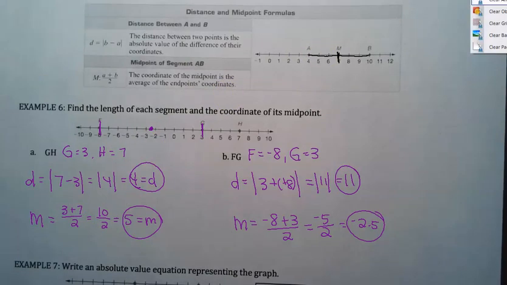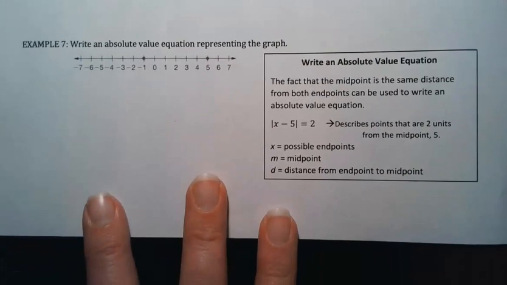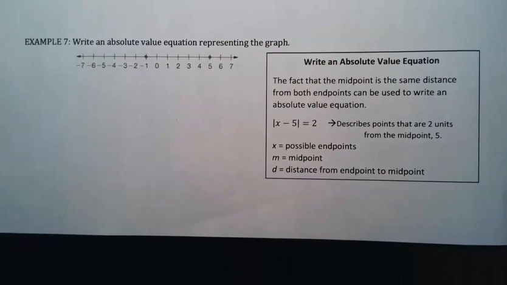Now we're going to change it up again, because there's a lot in this one. We're going to write an absolute value equation representing the graph. To do this, let's look at this box. Write an absolute value equation. The fact that the midpoint is the same distance from both endpoints can be used to write an absolute value equation. If we have the absolute value of x minus 5 equals 2, this describes the points that are 2 units from the midpoint 5. So 5 is our midpoint.